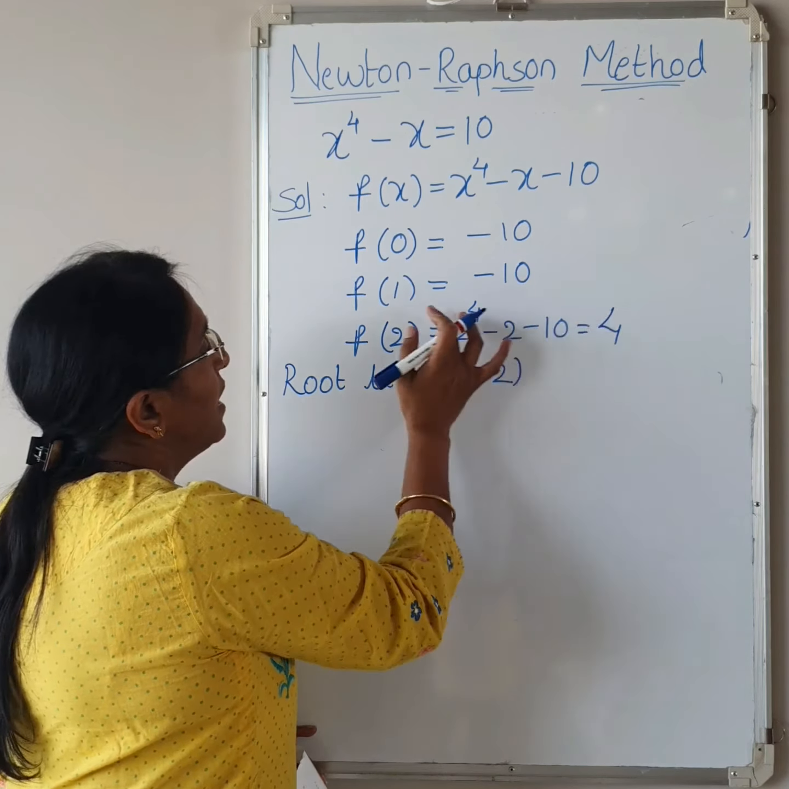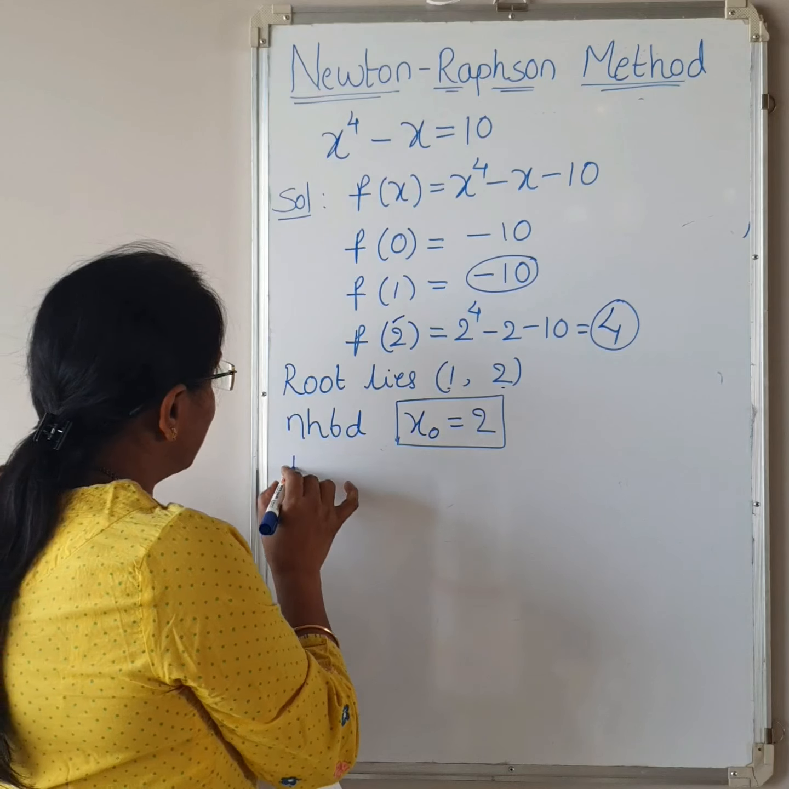Next comes the neighborhood point. How to find it? Here the interval is not important, but the neighborhood point is important. So here we have minus 10 and 4. Which is nearer to 0? 4 is nearer to 0. Then this point is called the neighborhood point. Always remember this: the value nearer to 0 is considered the neighborhood point. Neighborhood means very near to 0. So x0 is equal to 2. Finding the neighborhood point is important.